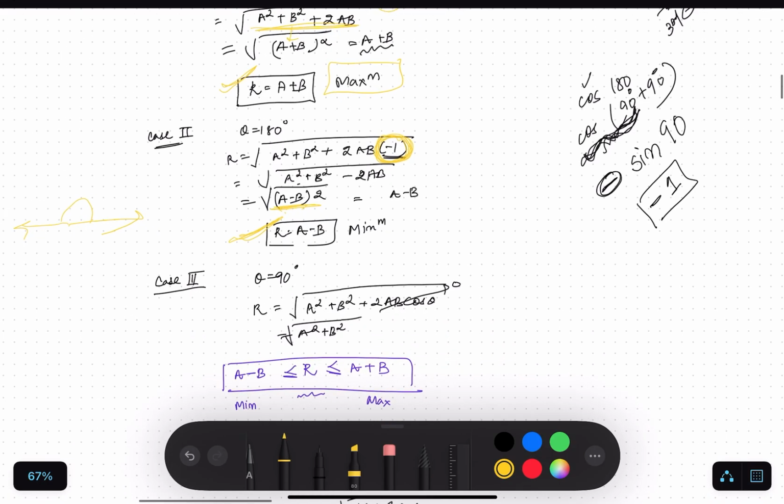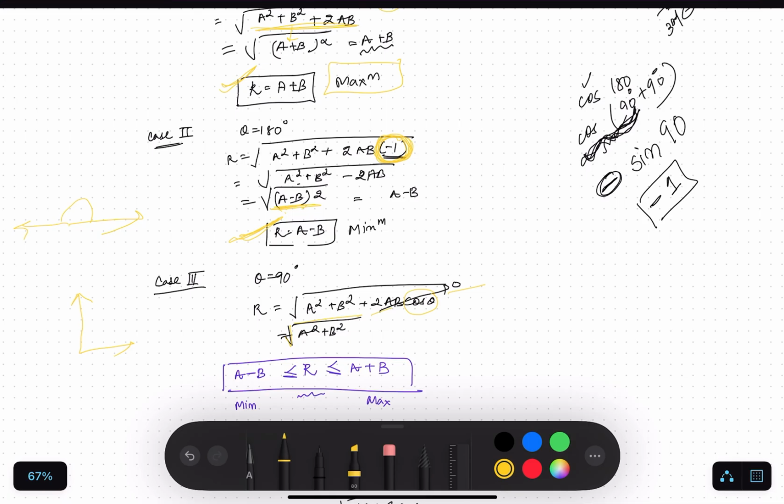Now case 3 would be if both of these are exactly perpendicular to each other, that is, having an angle of 90 degrees between them. So cos 90 is 0, and 0 multiplied by anything is always 0. So my resultant would be the square root of a square plus b square, which is not going to be solved directly. We have to put in magnitudes to solve it.